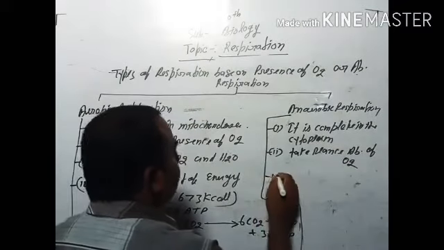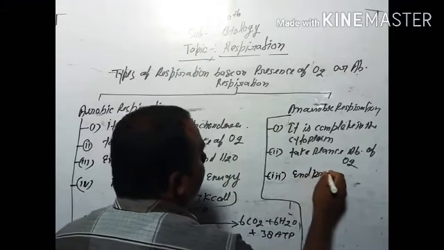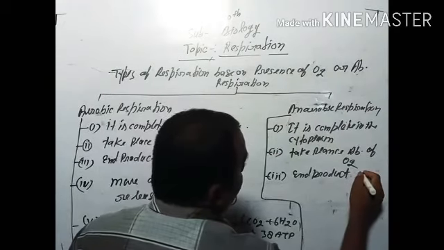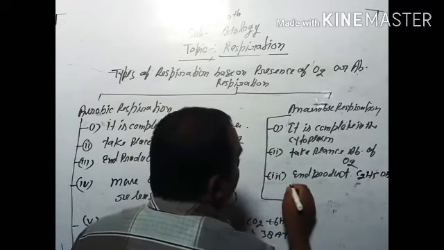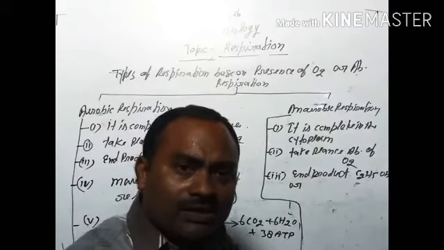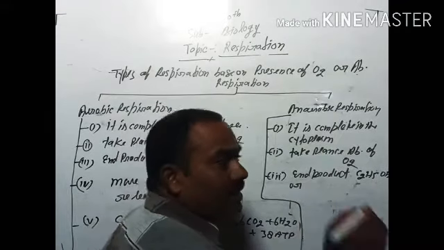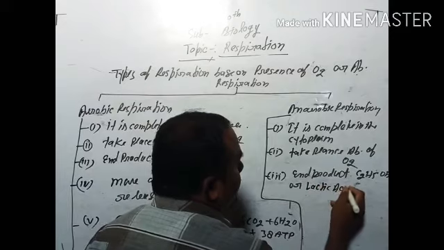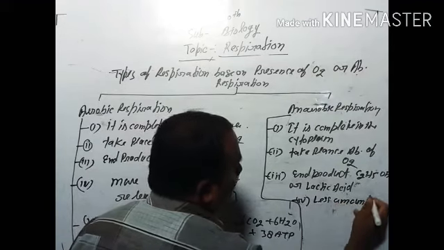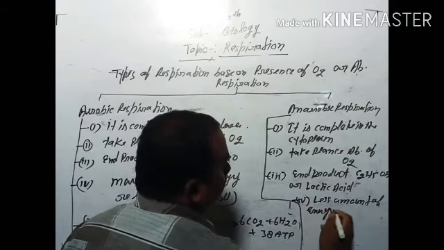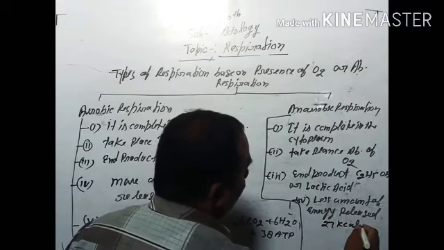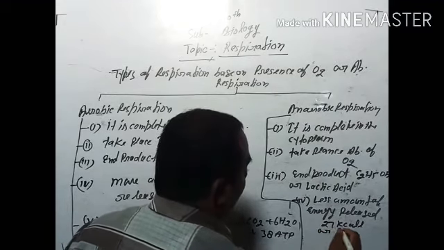Okay. Next, the end product of anaerobic respiration is C2H5OH or lactic acid. If oxygen is totally absent, the main product is ethyl alcohol, or lactic acid. Next, a less amount of energy is released, about 27 kilocalorie or 2 ATP.